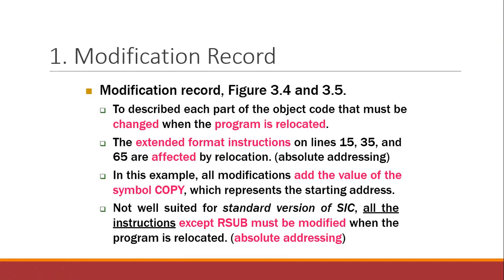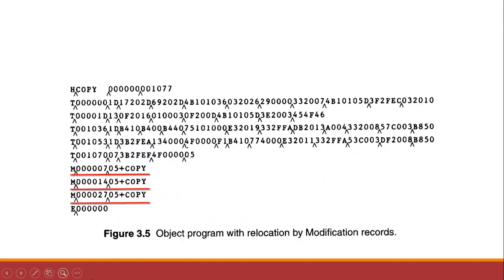The first method, with the help of the modification record, is suitable only for machines like SIC XE. This is an example of an object program, the object program with the modification records. The object program contains three records: header record, text record, and end record. In this case, there is one more record called the modification record, which is useful for program relocation.